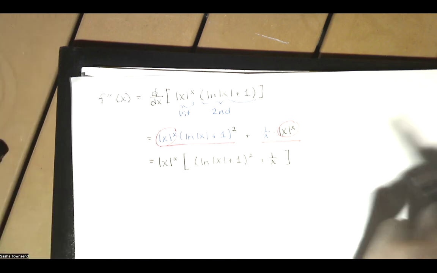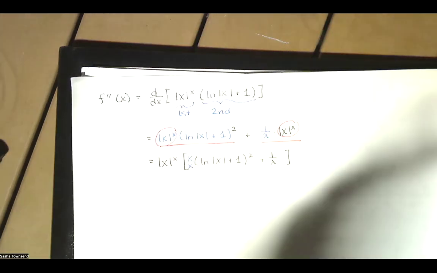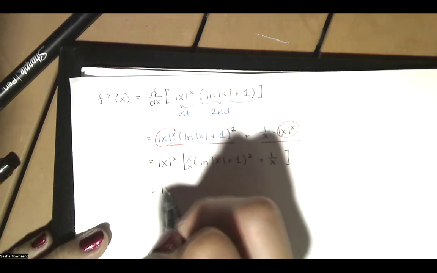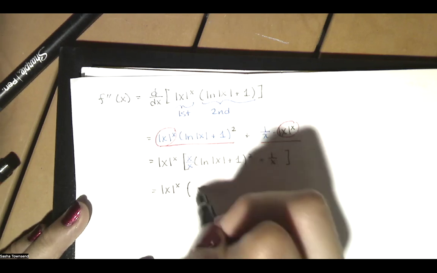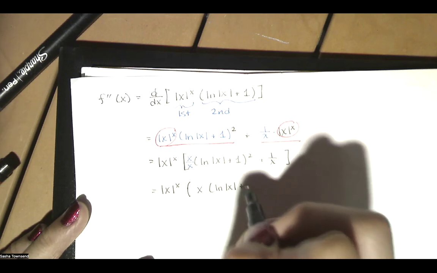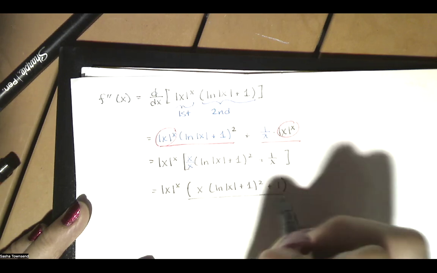And if you want to, you can get a common denominator. So multiply this one by x over x because this has an x in the denominator. And then you can add the numerators. So we'll have the absolute value of x to the x times x times the natural log of the absolute value of x plus 1 quantity squared plus 1. All of that is divided by x.